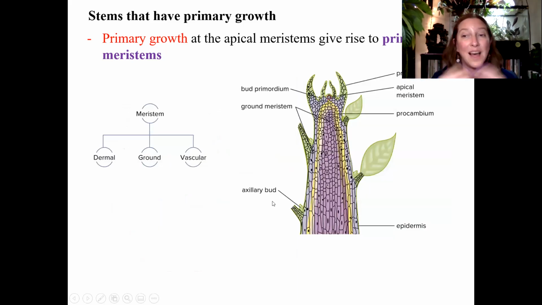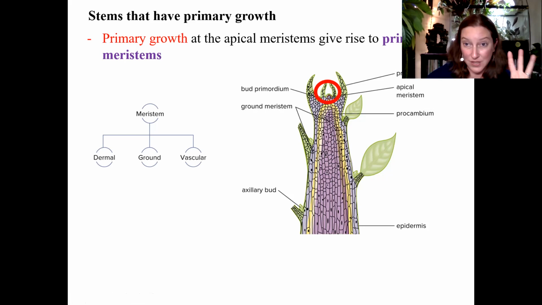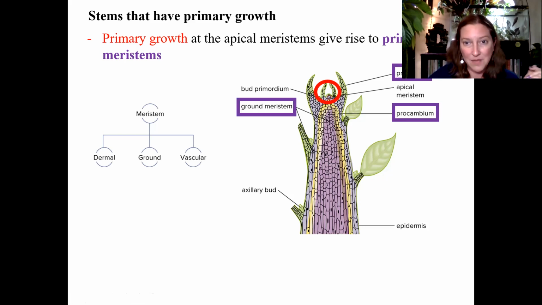Okay, this is another schematic showing you the exact same thing, but it might make things a little more clear for you. So right, primary growth is occurring at those apical meristems. It's the same thing, just a different schematic. And the primary growth at those apical meristems is going to give rise to these three primary meristems, and there they are again.